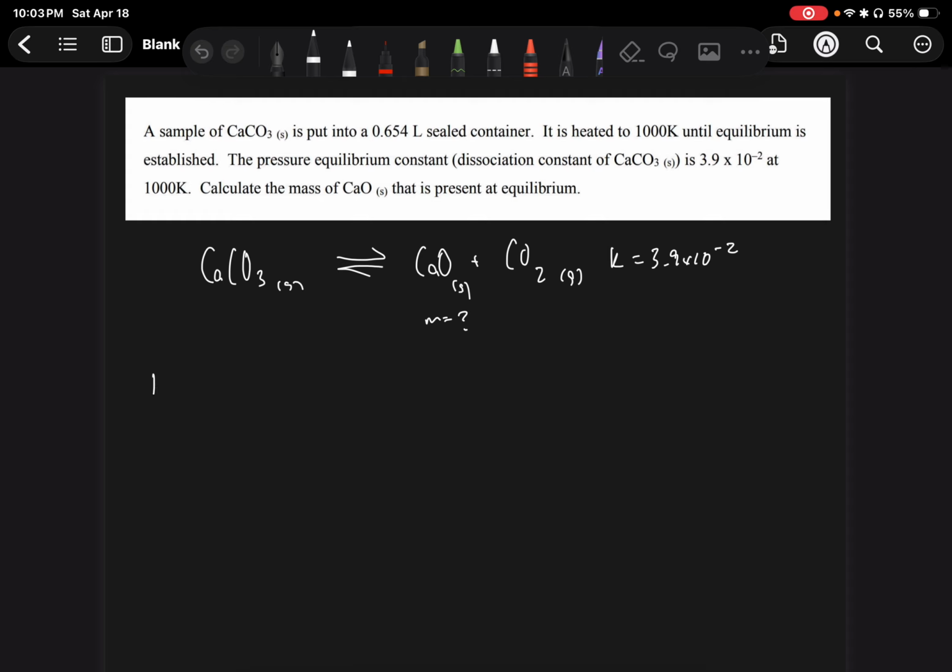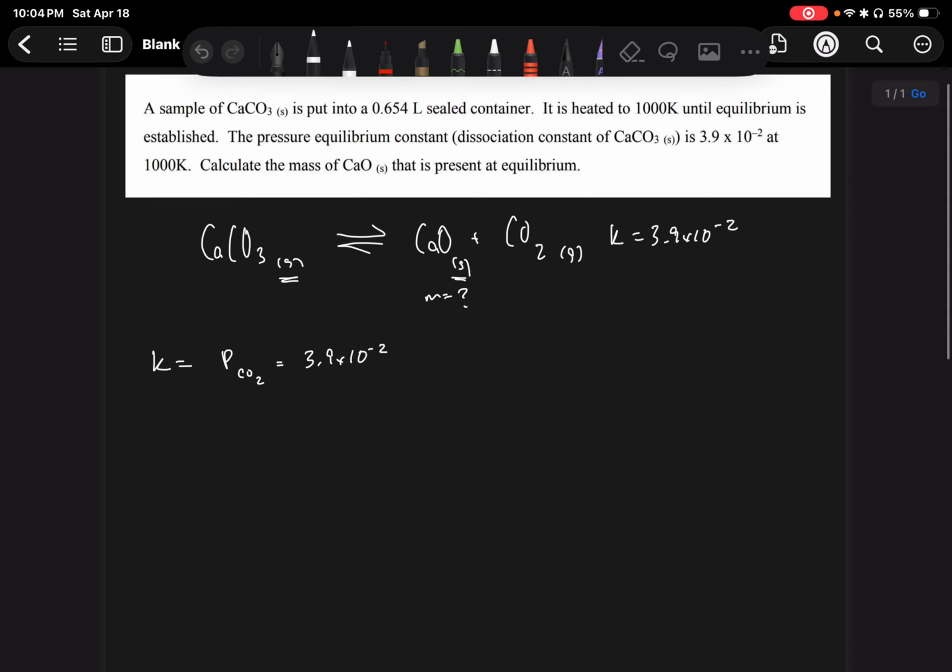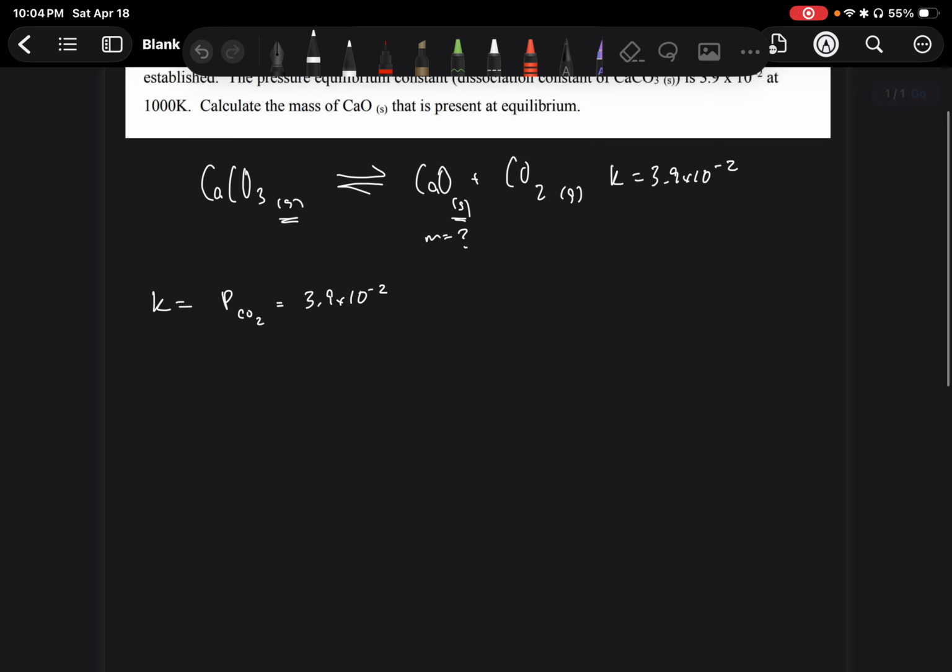Solid. Okay, so K is products over reactants, but this is solid. This is also solid. So that's going to be equal to CO2, which is equal to 3.9 times 10 to the negative 2. That means the partial pressure of CO2 must be 3.9 times 10 to the negative 2 because the solids are not appearing. Okay, that makes sense. So now what?